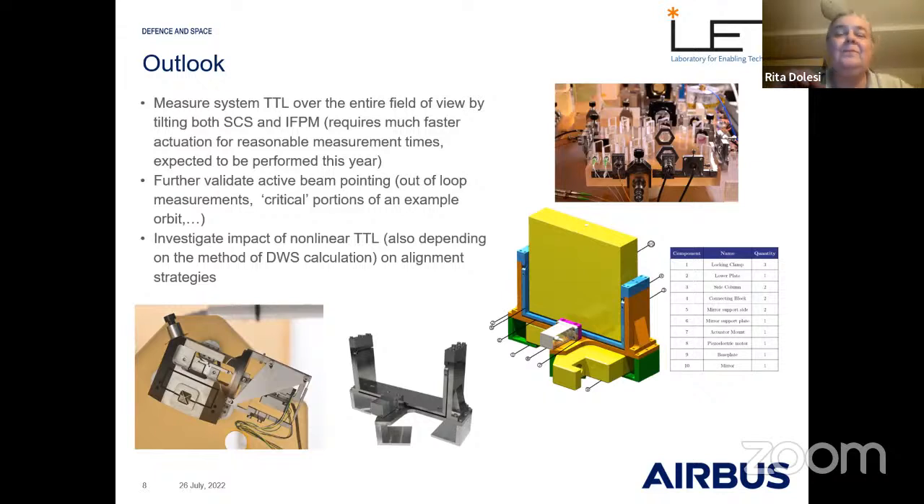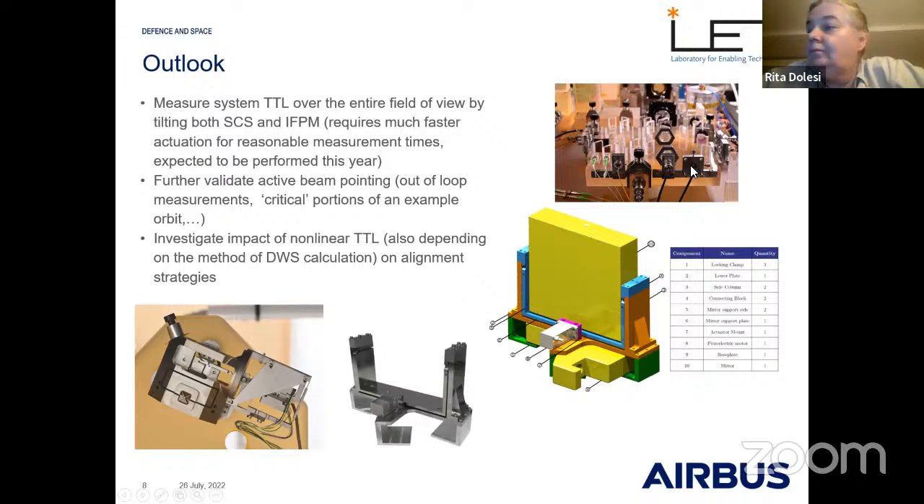So next we will measure the system TTL over the entire field of view by tilting both mechanisms macroscopically. This requires, of course, much faster actuation for reasonable measurement times, but those measurements are expected to be performed by August or September this year. And to further validate active beam pointing, out-of-loop measurements are planned, which couldn't be done so far because, as you see, the last relay stage is only mounted in front of one QPD. The other one, the QPD on the right, has no relay.